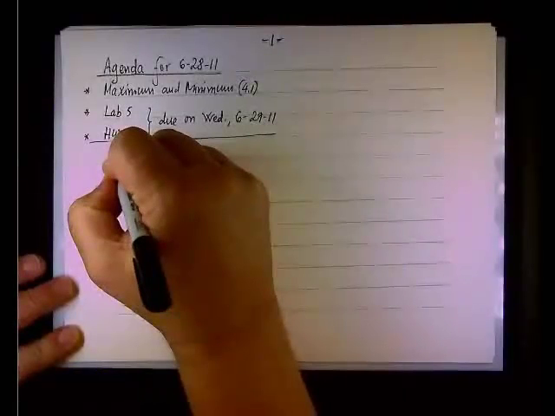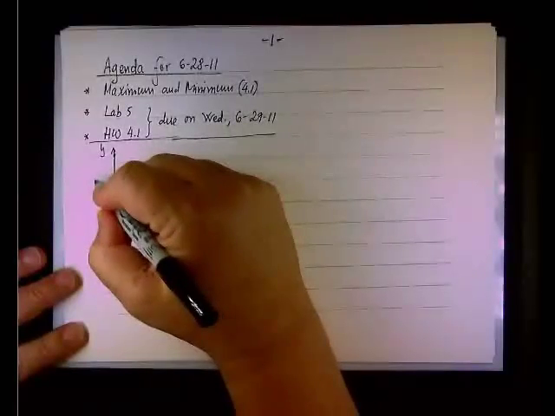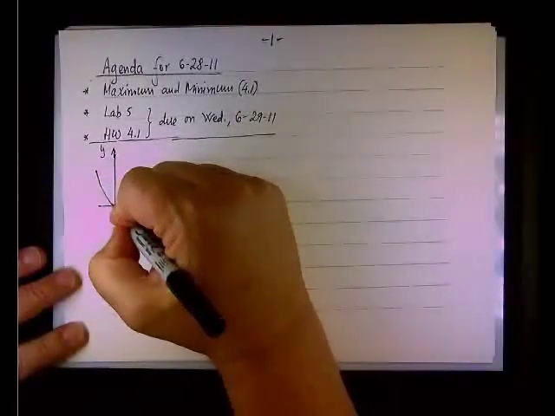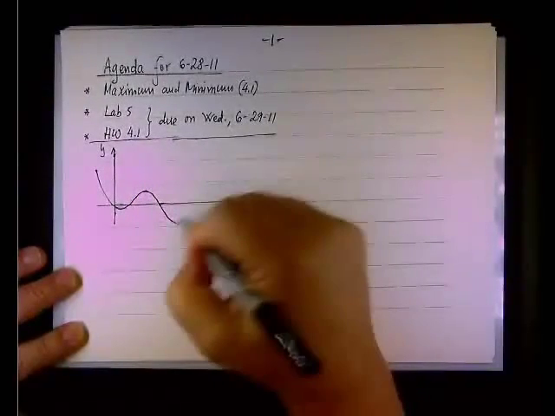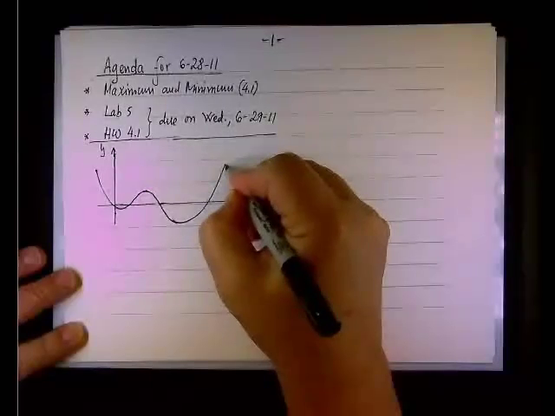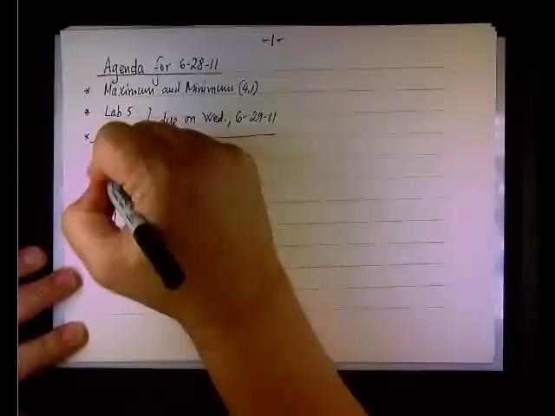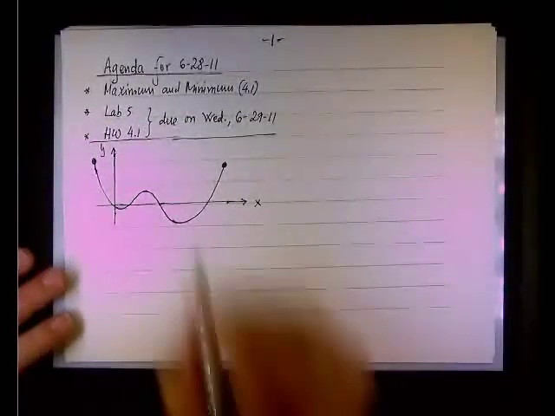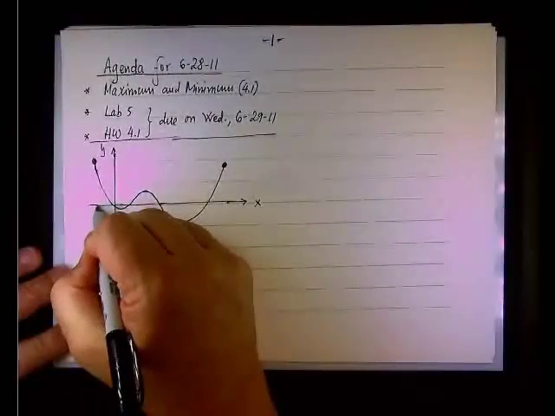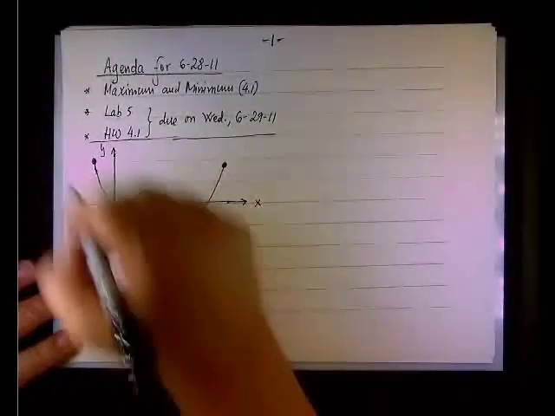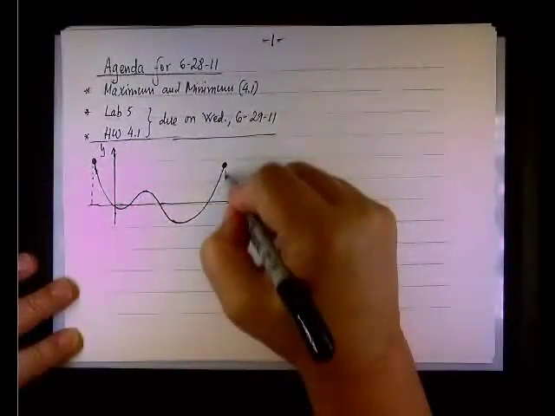So I'm going to sketch a function here, something that looks like this. And this function has an endpoint, so it's on a closed interval. And we can see that it has valleys and peaks and different points that we'll be interested in.